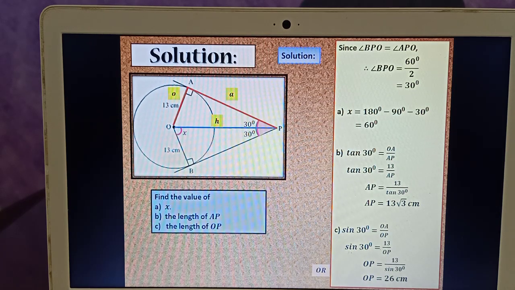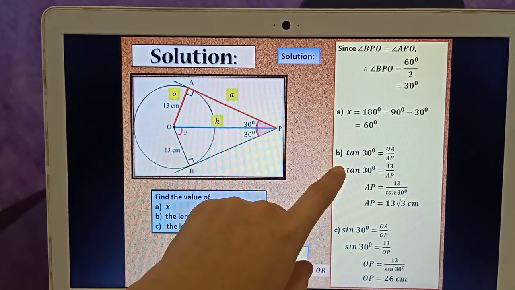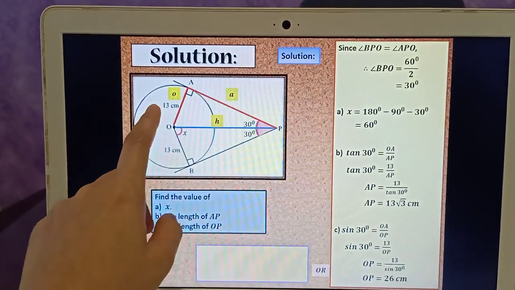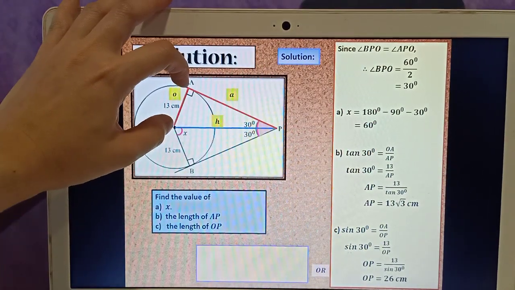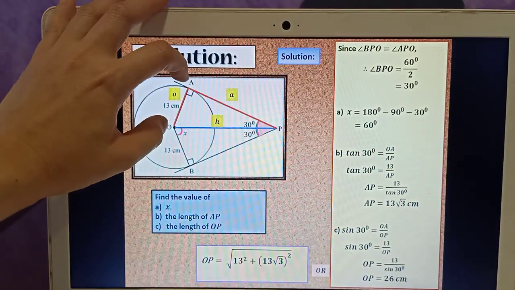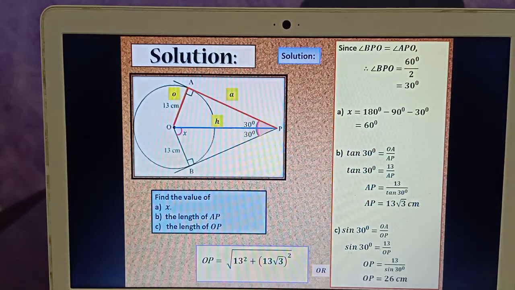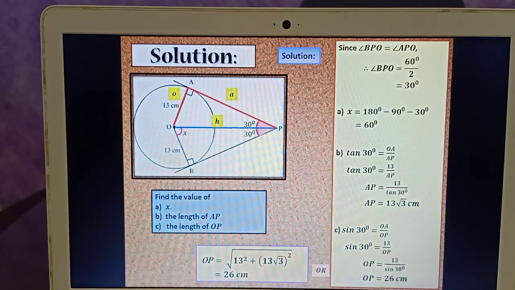Regarding the question just now, for question C, if you don't want to use trigonometric ratio to solve it, you can actually use Pythagoras theorem, right? Because as for B, you already got your AP. So actually you got 2 sides already. In order to get OP, which is the hypotenuse, we will use the Pythagoras theorem to find it. To find OP, we will need to get the square root of the square of 13 plus the square of the adjacent, which is 13 square root 3. So you will get 26. It's actually the same answer, but with a different method.